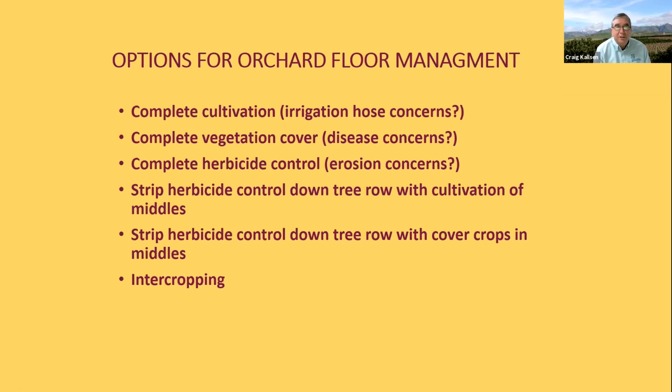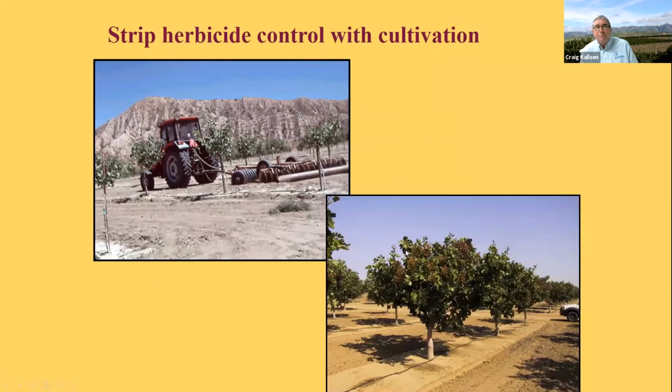I think our last topic is going to be options for orchard floor management. Some of the options I'm going to be talking about just briefly is complete cultivation. And of course, with complete cultivation, we've got to worry about our irrigation hose, since most of the pistachios in the San Joaquin Valley are irrigated with hoses along the berms. Another option is complete vegetation cover. We have complete herbicide control. We have strip herbicide control down the tree row with cultivation of middles. We have strip herbicide control down tree row with cover crops in the middles, and we have a little bit of intercropping. So there's a lot of options. And this is probably something you should decide before you start, as part of the design of the orchard process.